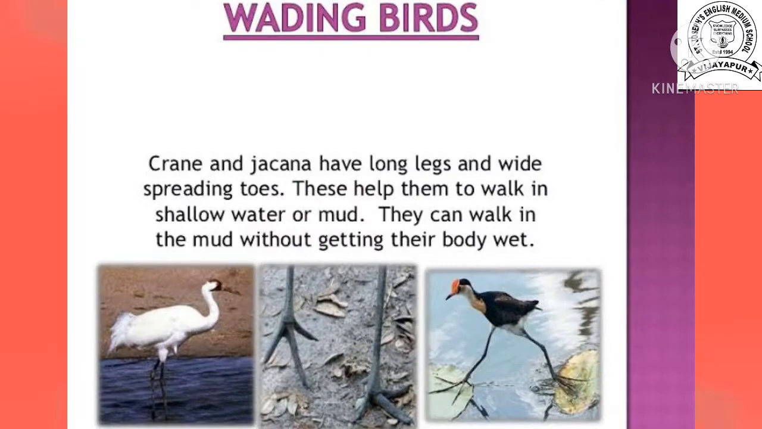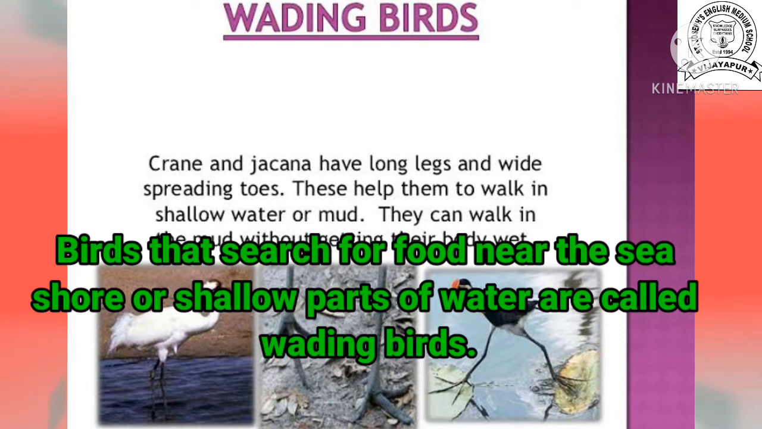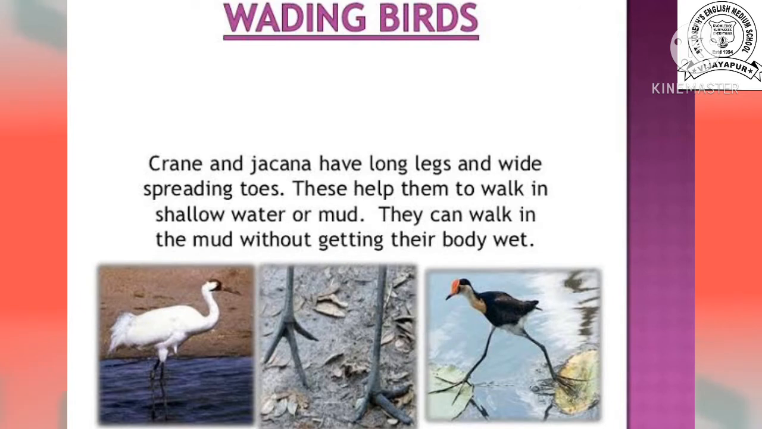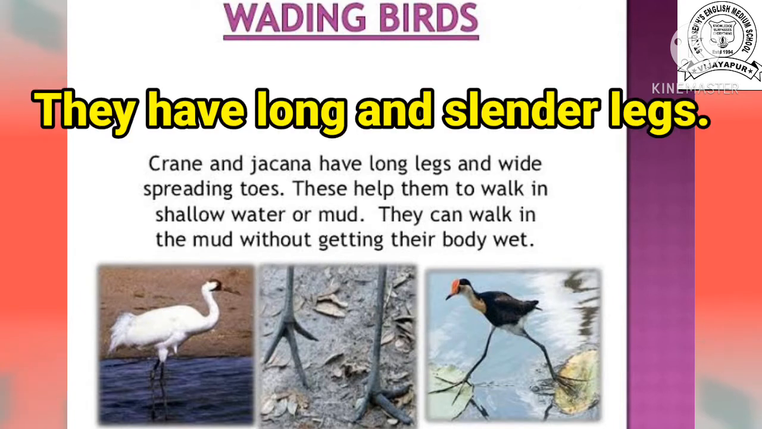Now listen, what is wading? Some water birds do not swim through the water. Rather they wade through shallow water. Wade means walk in search of food. That's why these birds are called wading birds. For example, crane, flamingo and herons.